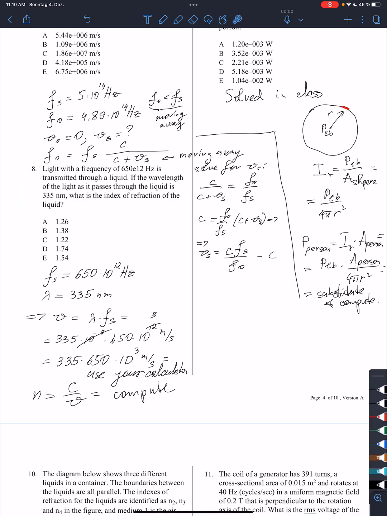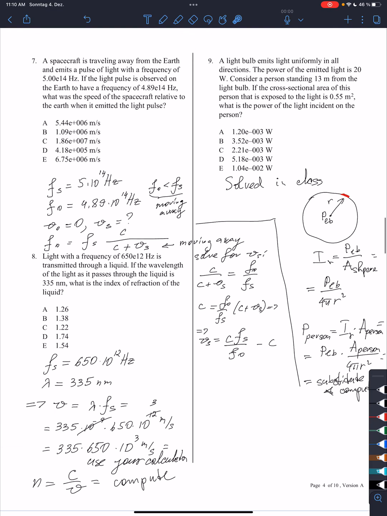Okay, so we are given the light frequency over here. We are given the wavelength. What we need to find is the velocity. Well, how do we do that? We take the wavelength, multiply by the frequency, and we get the velocity of the speed of light in that material. Okay, that's V. What we actually need to find is the refraction index, and its definition is C divided by V in that material. Well, you can just now substitute. You found V, you know what C is, you can substitute and compute and get the final result.